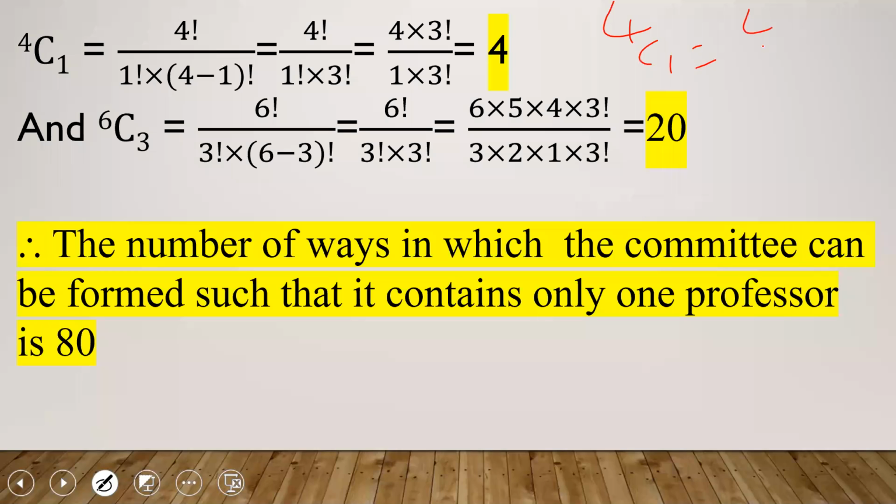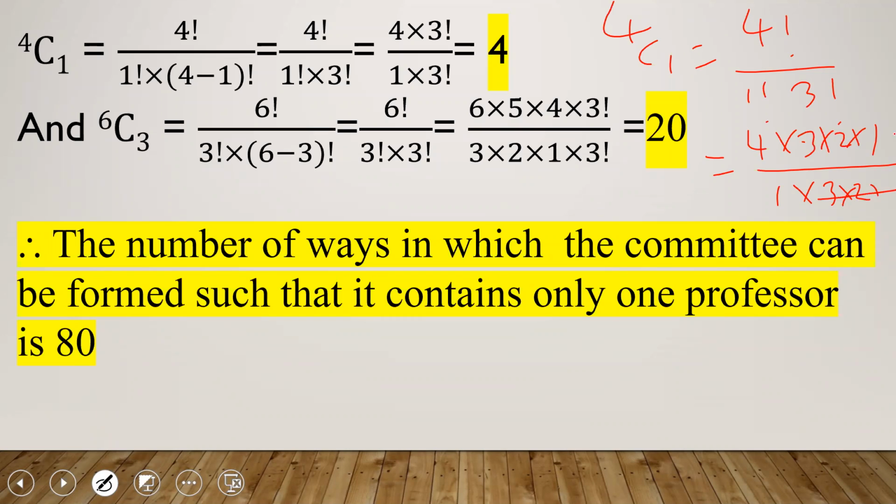4C1 is 4 factorial divided by 1 factorial into (4 minus 1), that is 3 factorial. Now 4 factorial, you can write it out up to 1 also, because it is not many numbers. 1 factorial is just 1, and 3 factorial is 3 into 2 into 1. Now 3 into 2 into 1 will get cancelled, so you are left with 4. So the value of 4C1 comes out to be 4.